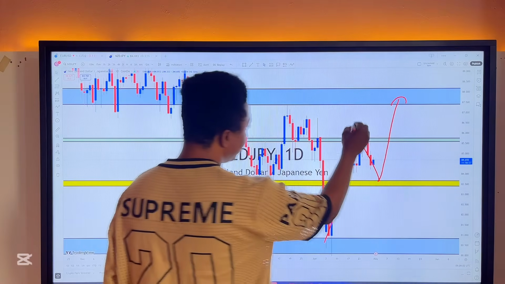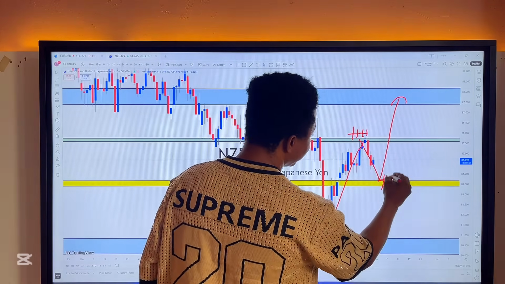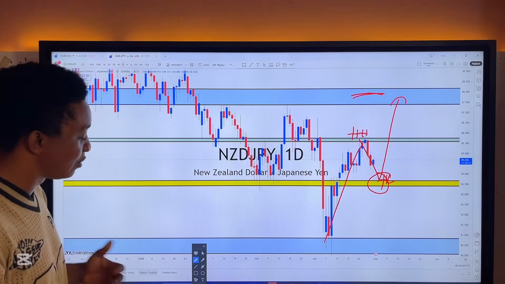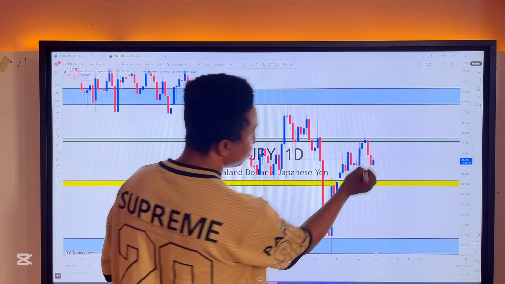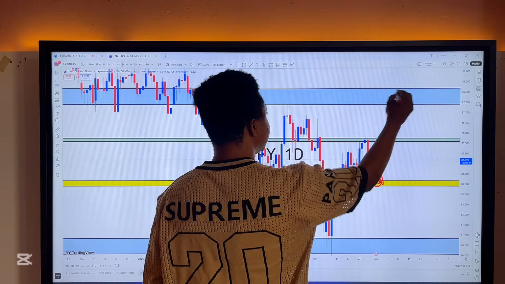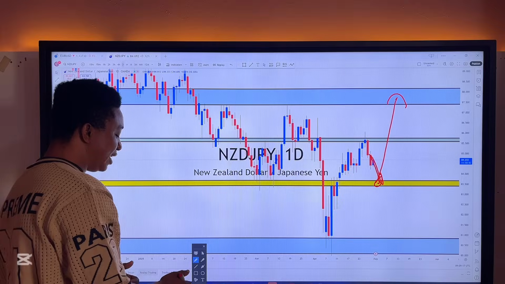Okay, so in the daily time frame, this is also a higher high. We are expecting a higher low, and then we buy from the higher low to the next monthly resistance level. Price has not yet completed the higher low, so we are going to wait for the higher low to complete before entry comes into the upside on NZD-JPY.